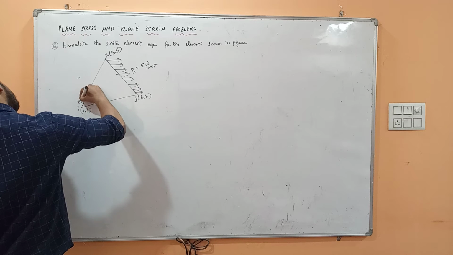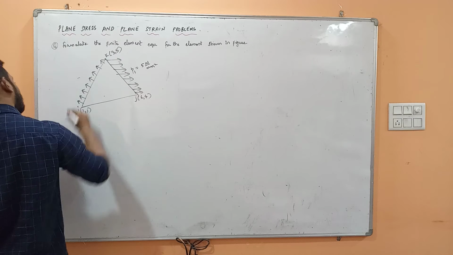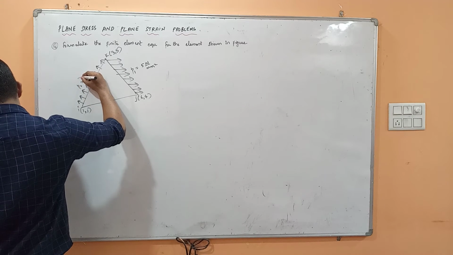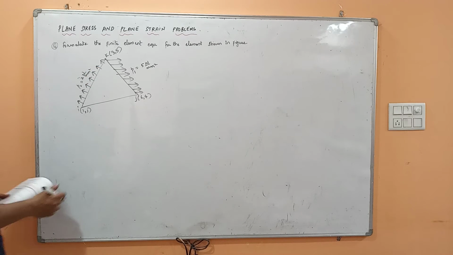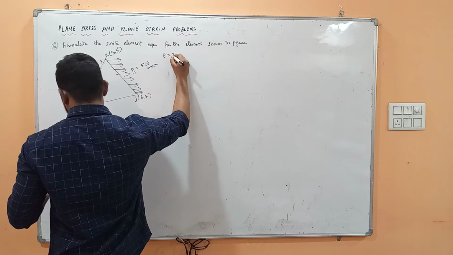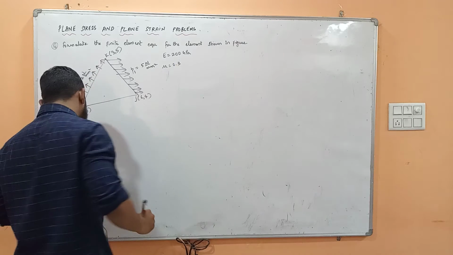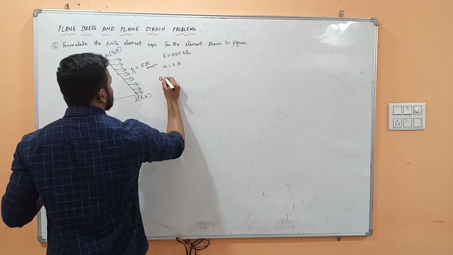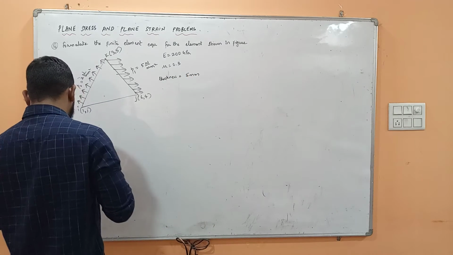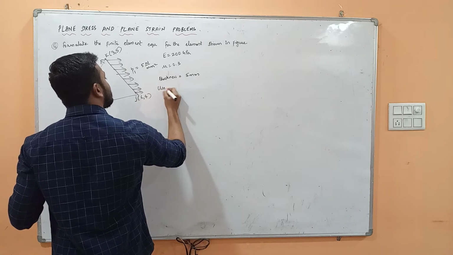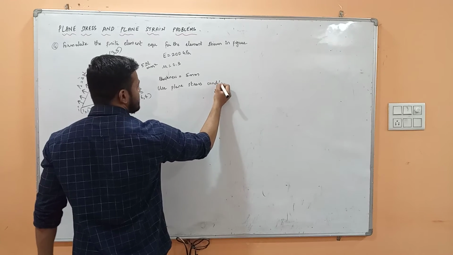And this is an inclined force, which is P2, pressure 2, which has a value of 2 N/mm². E value is given in the question: E is 200 GPa. Mu, which is Poisson's ratio, is given as 0.3. And thickness is given as 5 mm. Okay, use plane stress conditions is given in the question.